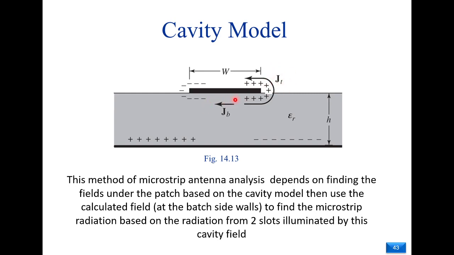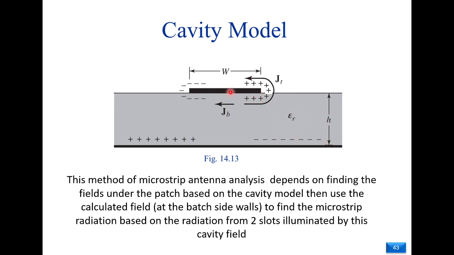We have J bottom. This is the main surface current at the bottom of the microstrip, and there is a minor top current density on the top of the microstrip, and this top microstrip current can be neglected if epsilon r is large and if h is small.